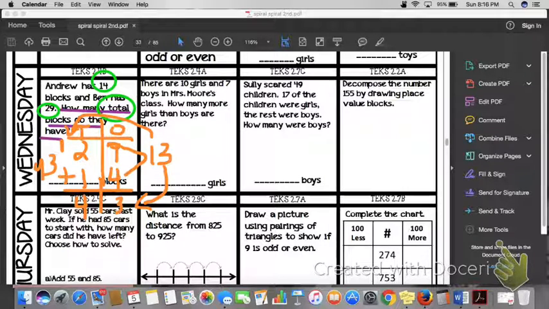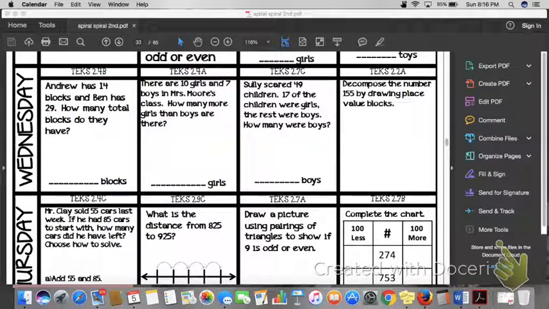All right, so I'm going to erase this, and I'm going to go to the next one. There are 10 girls and 7 boys in Mrs. Moore's class. How many more girls than boys are there? Okay, so we're going to, first of all, underline the question.